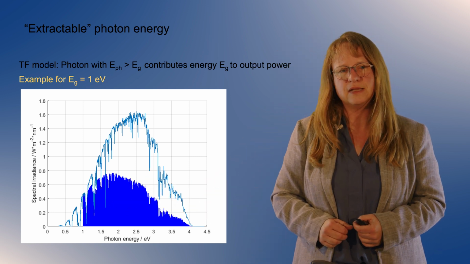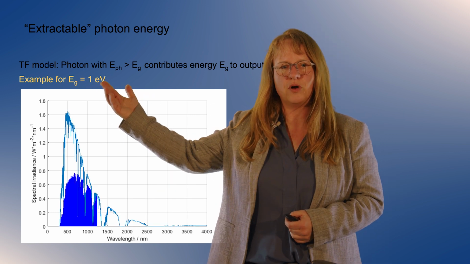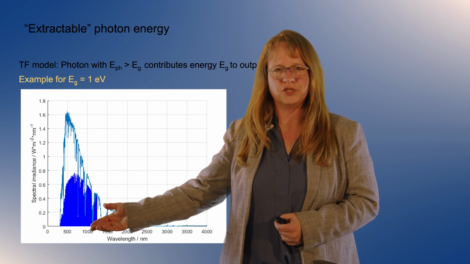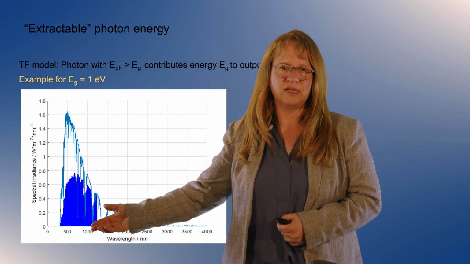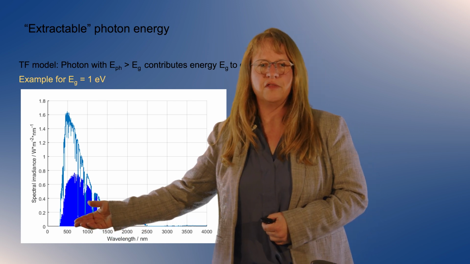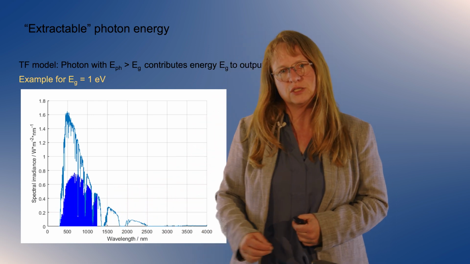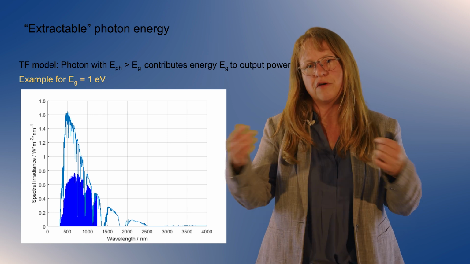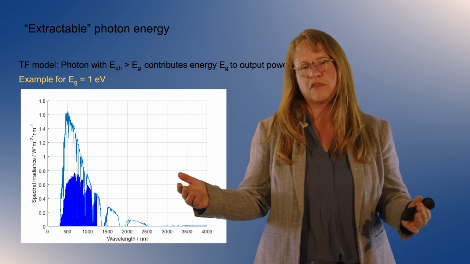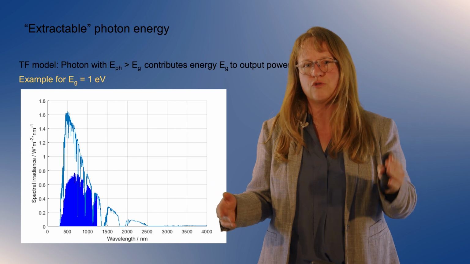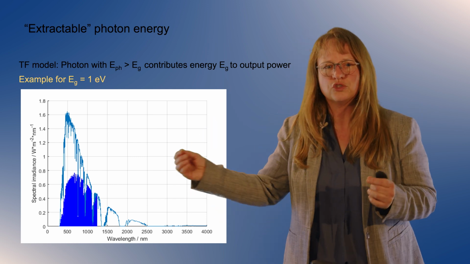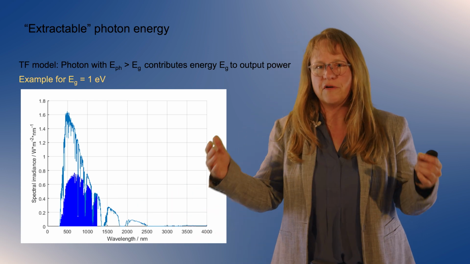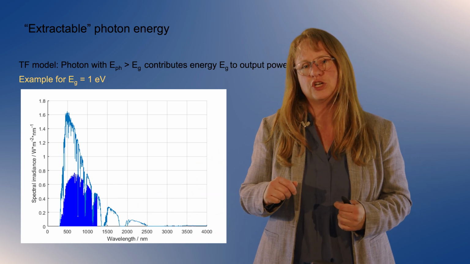So if you also look at this now in terms of wavelength, 1 electron volt corresponds to 1.24 micron here, and therefore we have all the photons absorbed that have a wavelength smaller than 1.24 microns. And this is actually all of the visible wavelength range. The visible wavelength range extends from something like 400 nanometers to 700 nanometers. So for this band gap of 1 electron volt, all of the photons in the visible wavelength range are absorbed.